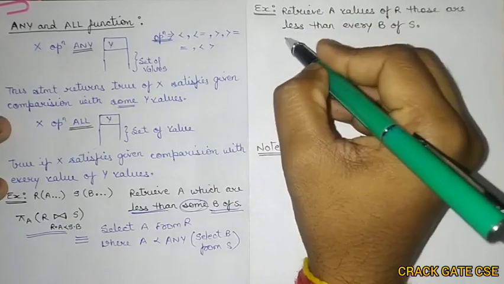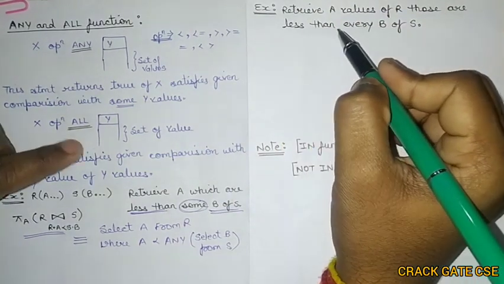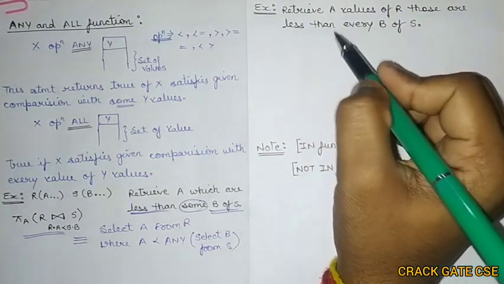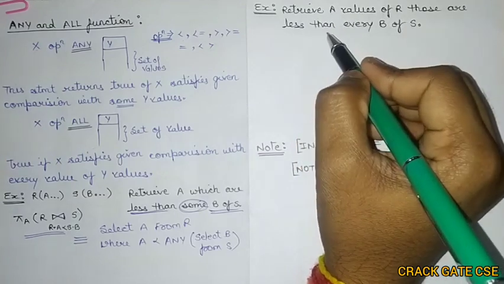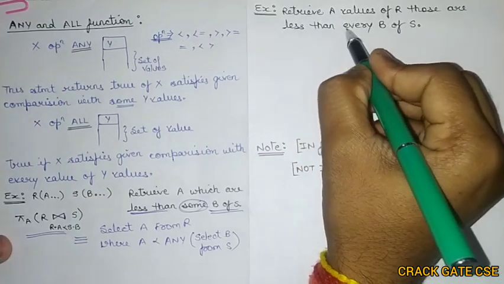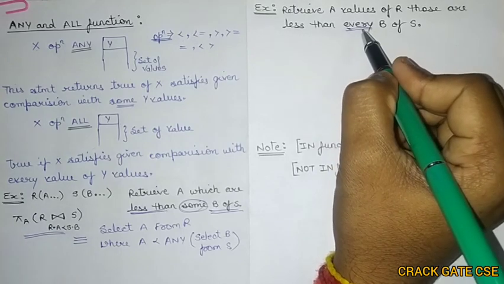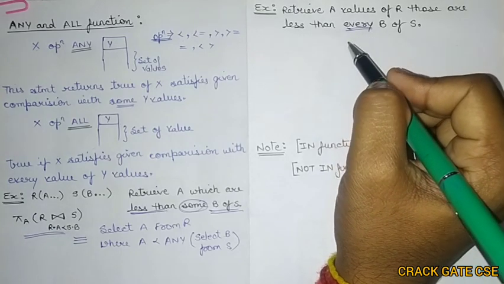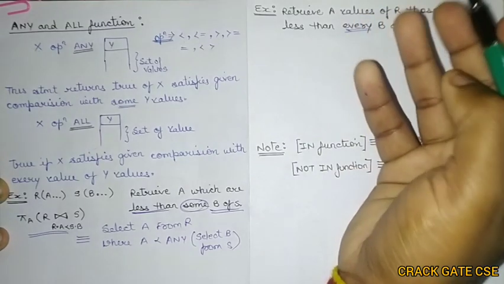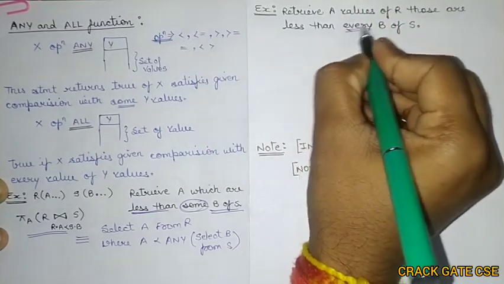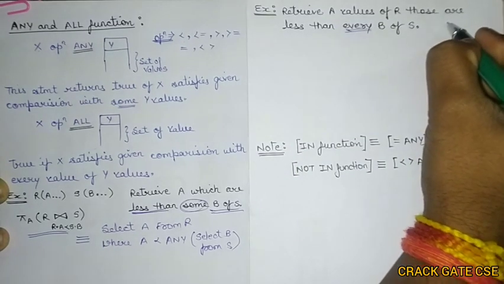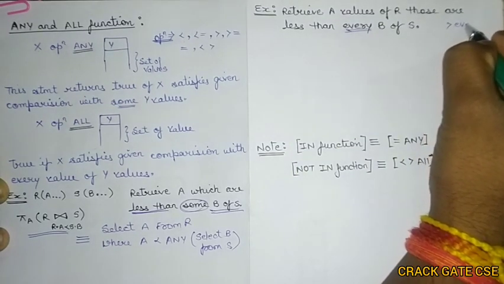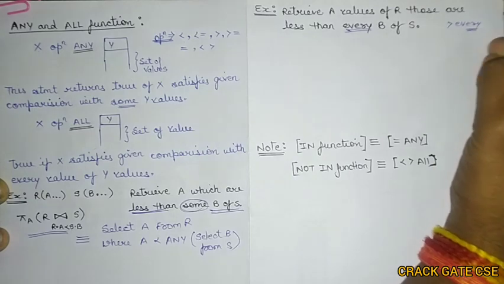Now let's try to find out how this all operation works. Here we have to retrieve the values of r that are less than every b value of s. So this word "every" gives you a hint that we have to use "all" over here. So first of all, how can I write the relational algebra query?